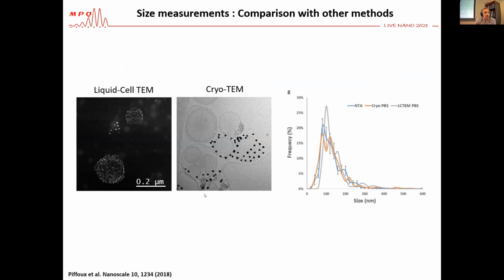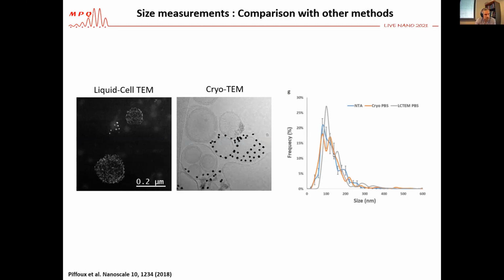So we did a lot of size measurement, and we compare our results with other techniques. We compare the liquid cell TEM experiment in PBS with cryo-TEM and also nanoparticle tracking analysis, which is an optical method which is widely used to analyze this type of object. And we were very happy to see that the size distribution that we obtained with these three analysis techniques were pretty much the same. So we were very happy. We can observe the structure of those materials.